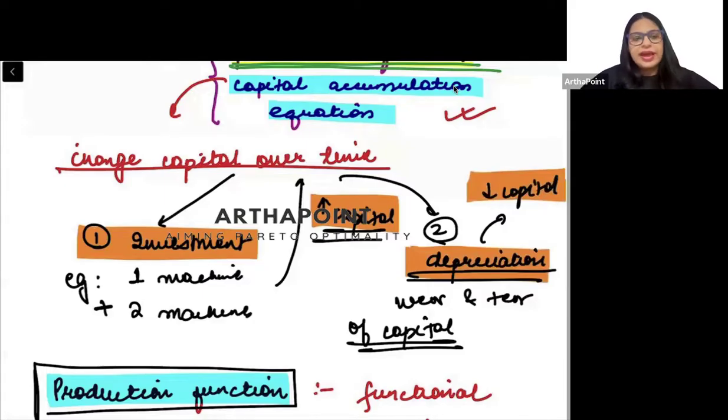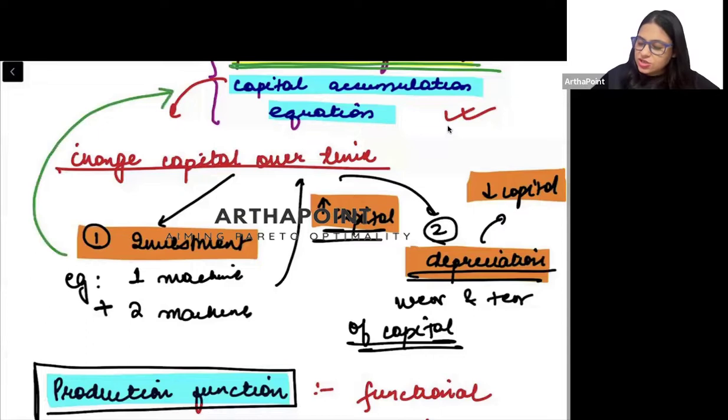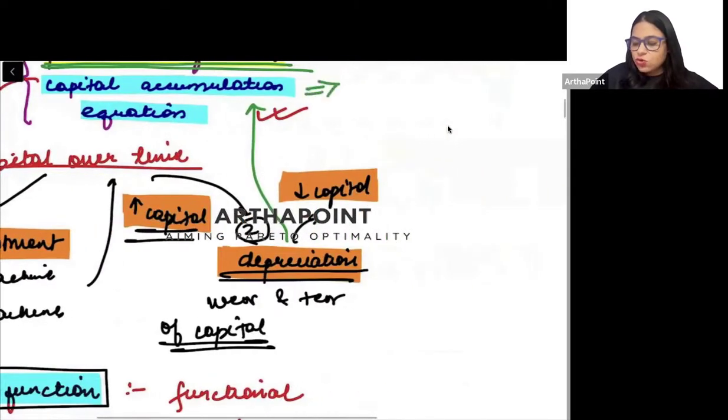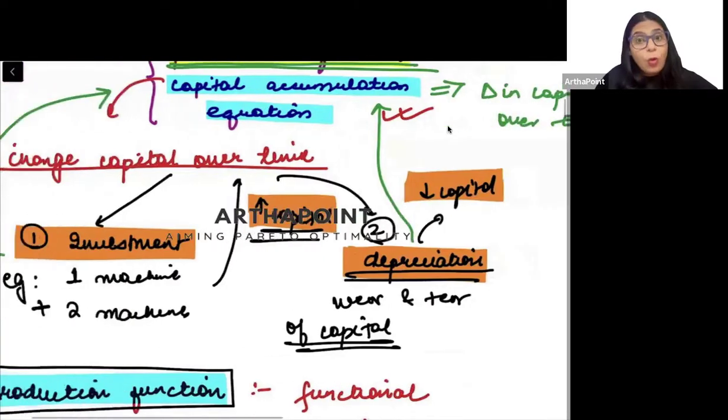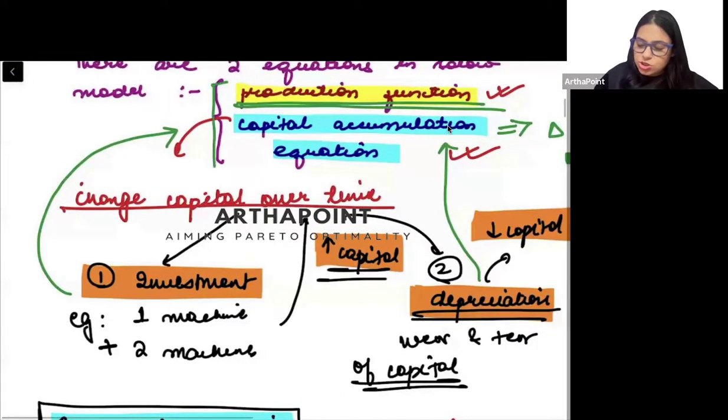When we take these two things together, जब हम इन दोनों चीजों को एक साथ कंसिडर करते हैं, when we consider both these things together, then that basically gives rise to the capital accumulation equation. So the capital accumulation equation basically tells us what is going to be the change in capital over time. और ये दोनों ही इक्वेशंस सोलो मॉडल में बहुत ही इंपॉर्टेंट हैं.